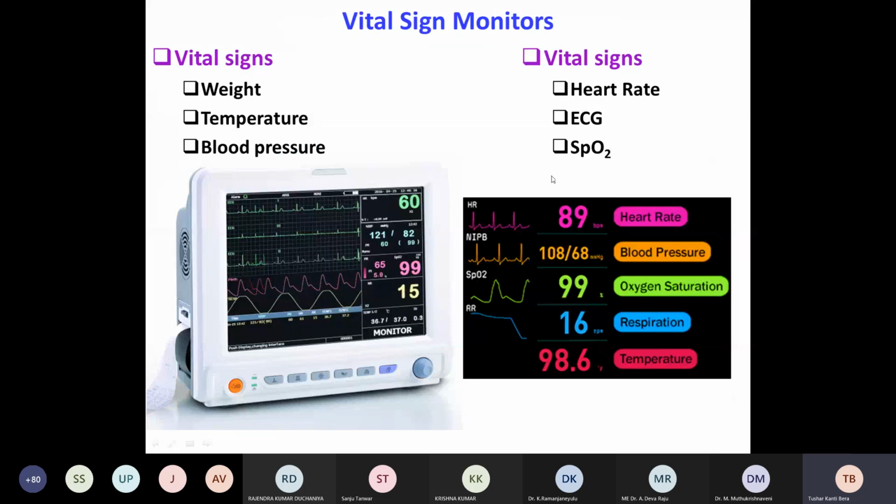And the vital signs, which are very important for diagnosing critically ill patients either in ICU or in emergency, should be monitored for a long time. That type of monitoring is found in ambulances also, that is called ambulatory monitoring. So those signals are weight, temperature, blood pressure, heart rate, ECG, and SpO2, that is the oxygen saturation in the blood. Those signals are continuously monitored to diagnose our tissue condition, health condition.